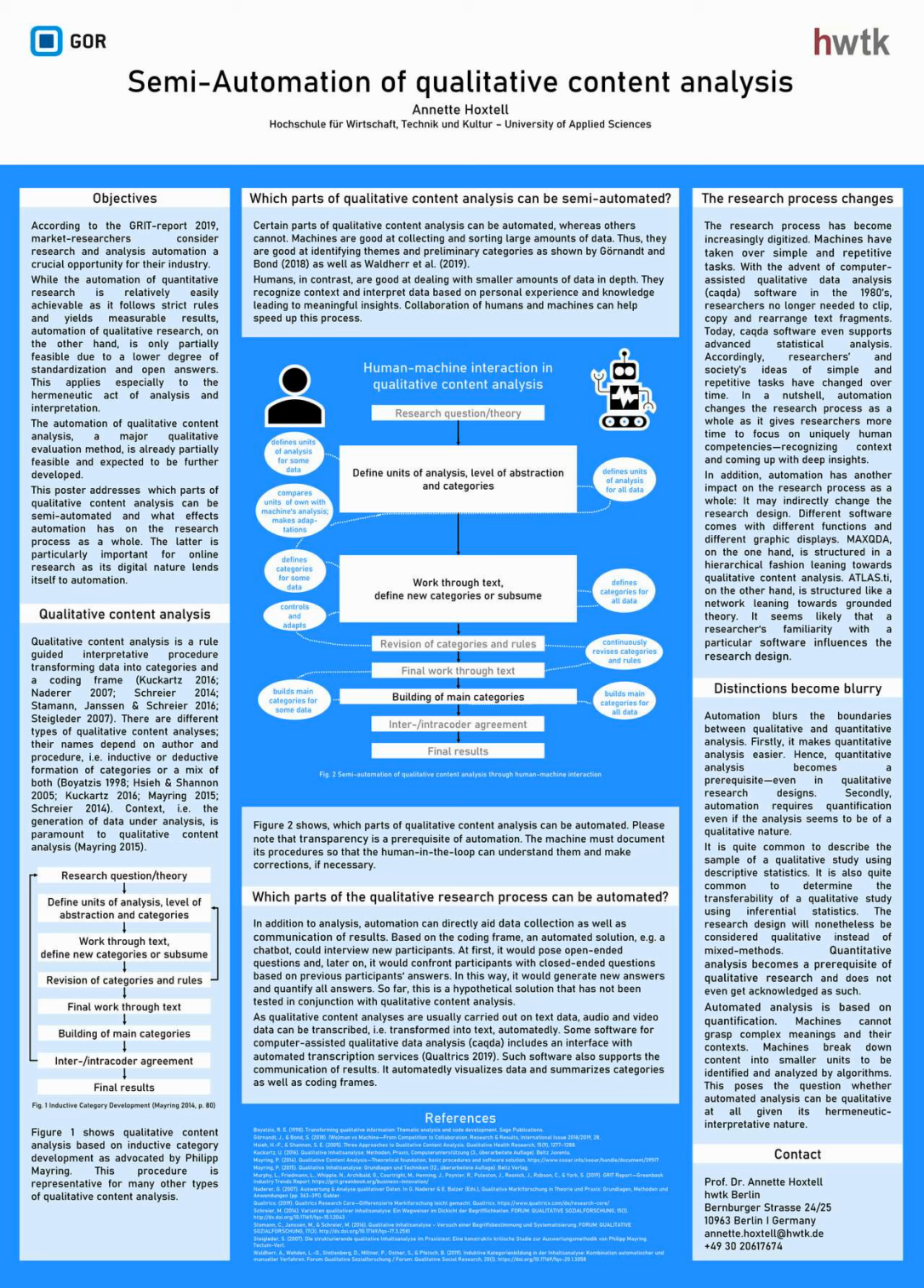If we bring machines and humans together, they're good at different things. Machines are good at collecting and sorting large amounts of data. Humans are good at dealing with smaller amounts of data in depth. So if we bring them together, they can actually play out their strengths in qualitative content analysis. That's what you see in the middle of the poster.